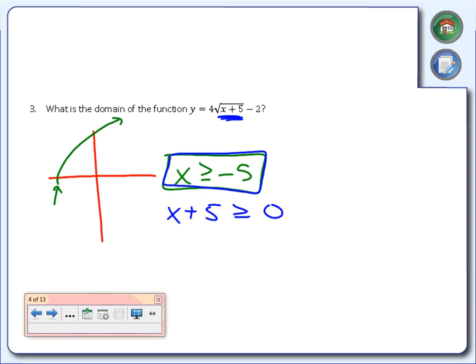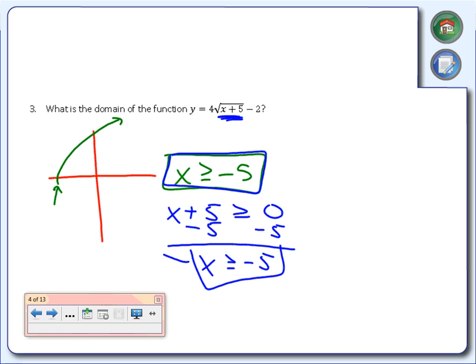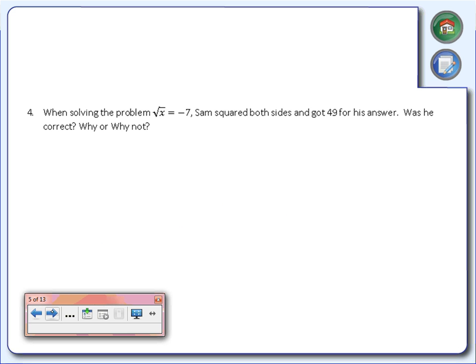Look what happens when I solve this thing for x. Subtract 5. And notice the answer I get here is the same thing that we found earlier over here. Okay, so you can do this algebraically, or you can also look at the graph. I know some of you are asking, is it always going to be greater than or equal to 0? Yes, because we always want to make sure that it's a positive value. All right, so that takes care of number 3. Now let's go to number 4.